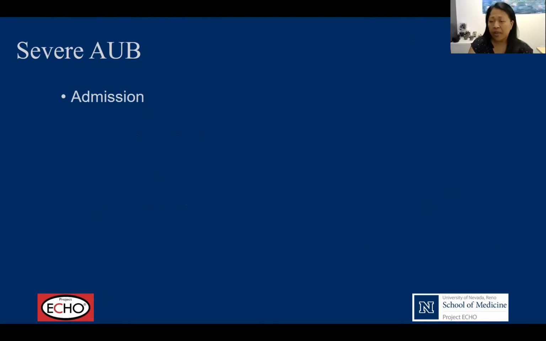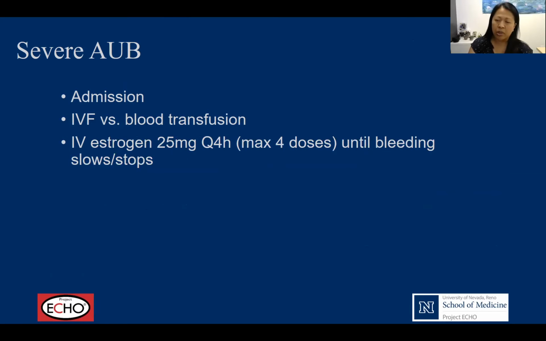If they have severe AUB, and as you remember, if their hemoglobin is 7 or less, they need to be admitted. They need IV fluids plus or minus a blood transfusion, although I will tell you the tendency is to do a blood transfusion if the hemoglobin is less than 7. What I have been trained to do, which a lot of people don't really do anymore, is IV estrogen at 25 milligrams every 4 hours until the bleeding slows or stops.